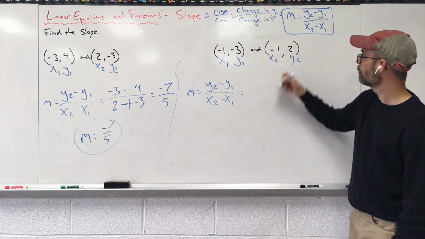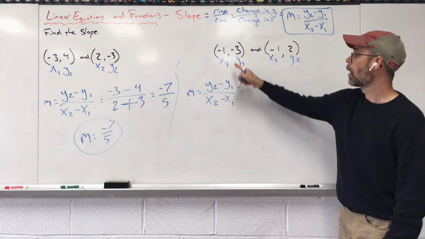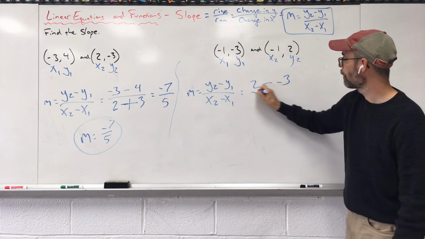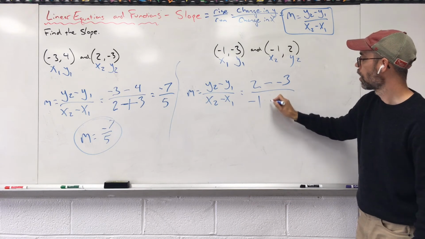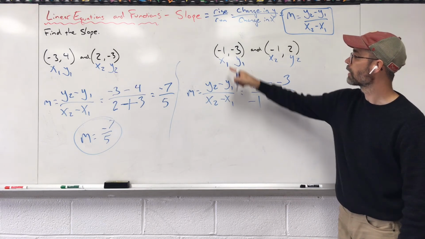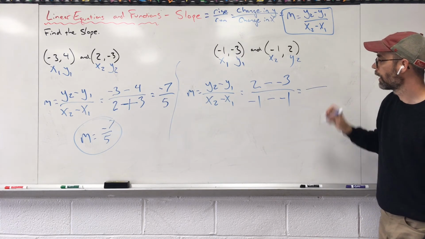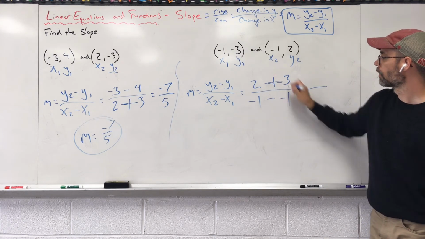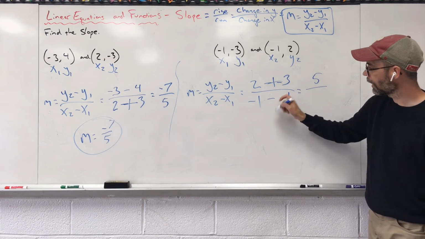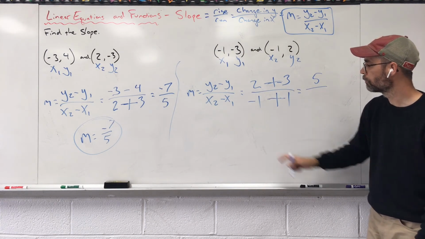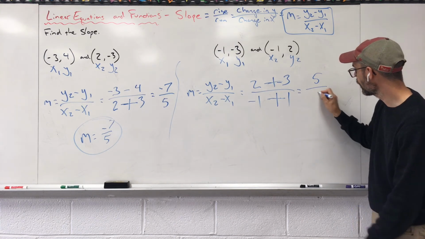My y2 value, 2. Minus sign from the formula. My y1 is -3. We'll come back. x2 is -1. Minus sign from the formula. x1, -1. We'll come back. When we simplify now, up top, minus minus turns to a plus. 2 and 3 gives me 5. On the bottom, minus minus, again, plus. But what's happening here? -1, +1, they cancel out each other.